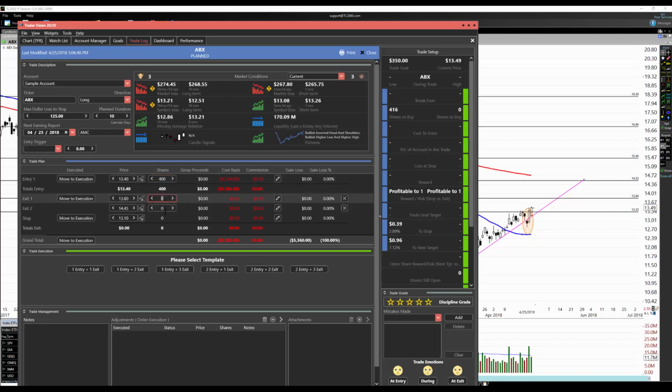If we did 400, we'd be risking 4% of the account. We would have $120 at risk to the stop. And if we sold half of them at the first target, it's only about a 3% move. We only make 160 bucks. We need to make 350 to make our goal, and we're only getting 1.3 to 1.